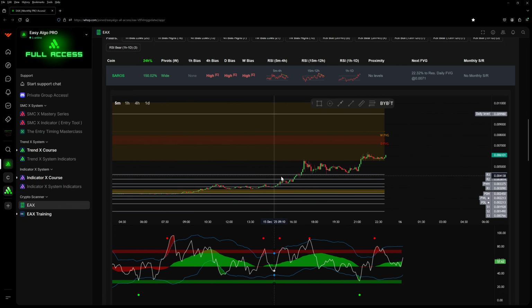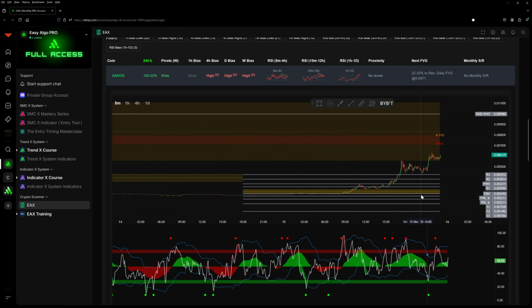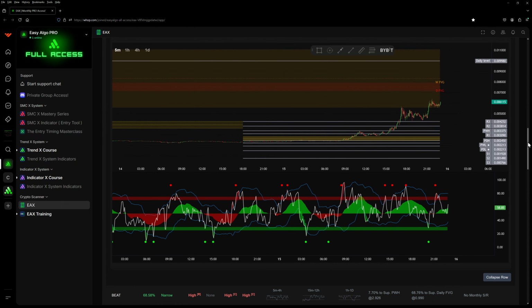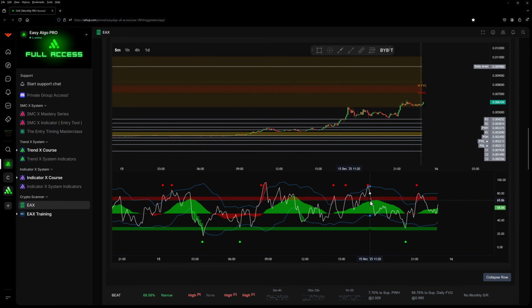This is interesting. I'm just going to look around. I haven't really shown this much, but this feature on EAX, where you can click this little arrow next to the ticker name, can show you what's on TDIX. To me that's really important because, as you guys know, TDIX is my main entry trigger, and I'm always looking for these crossovers.